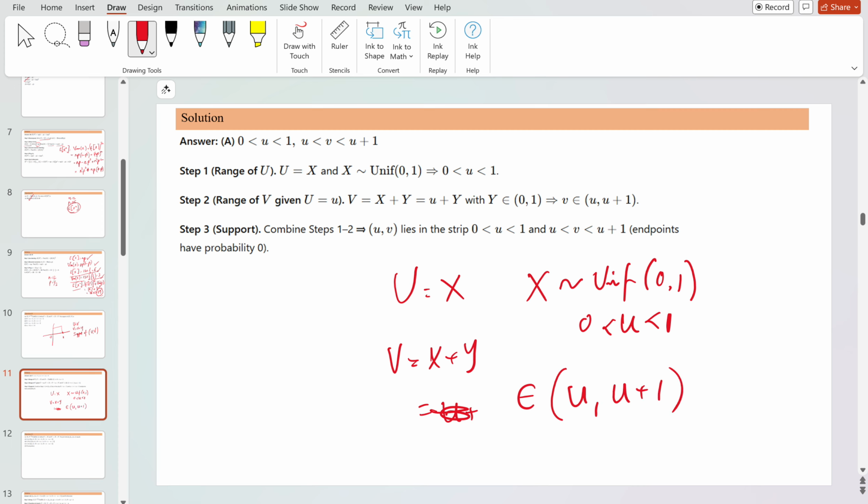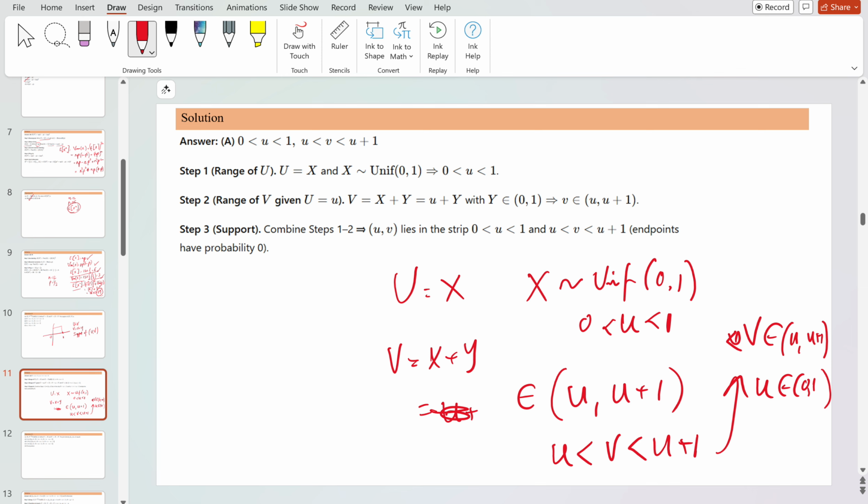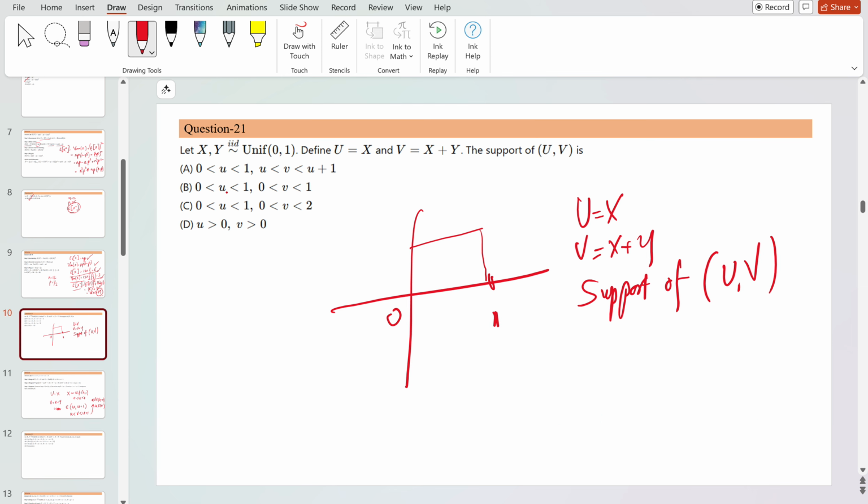So v is in between u and u plus 1, and u is belonging to 0 to 1. So v will belong to (u, u plus 1), and u belongs to 0 to 1. That is because of the uniform distribution. So u is equal to simply x, and x is in the uniform distribution, that is 0 to 1. So u will be in between 0 to 1, and v will be in between u and u plus 1, because v is x plus y, and x and y both are in the uniform distribution. So option A is actually correct.